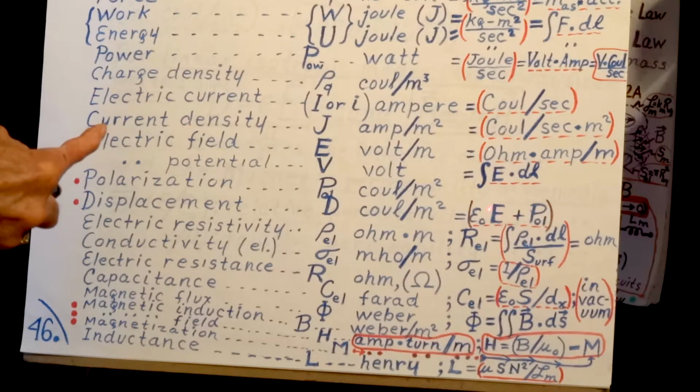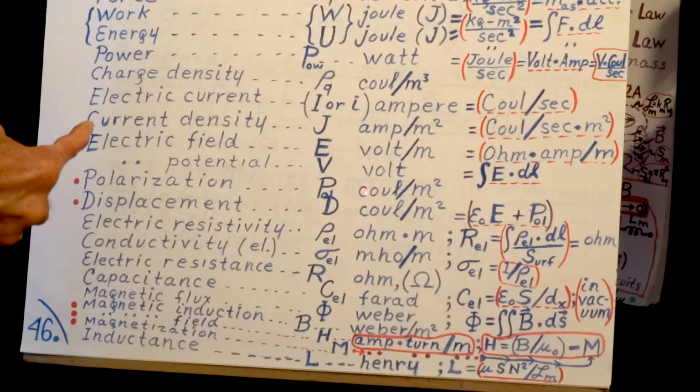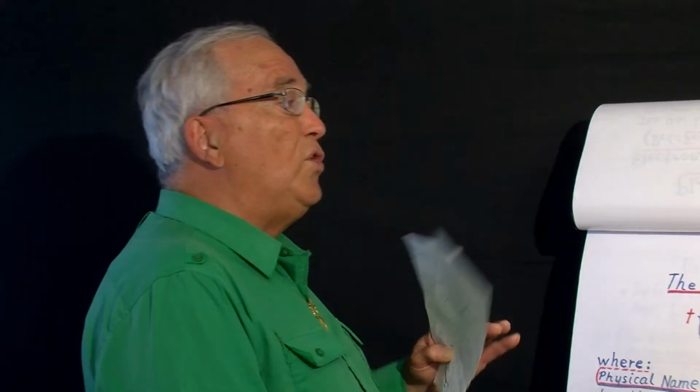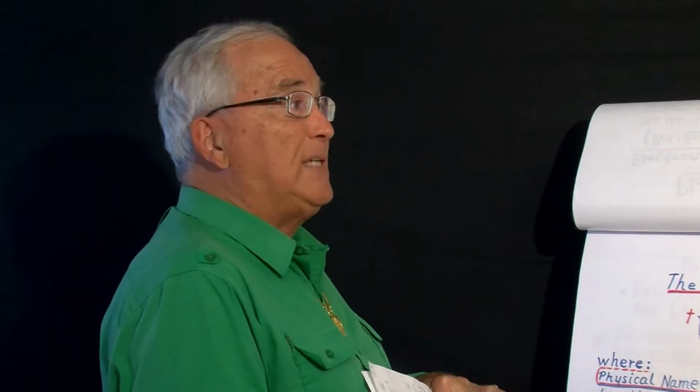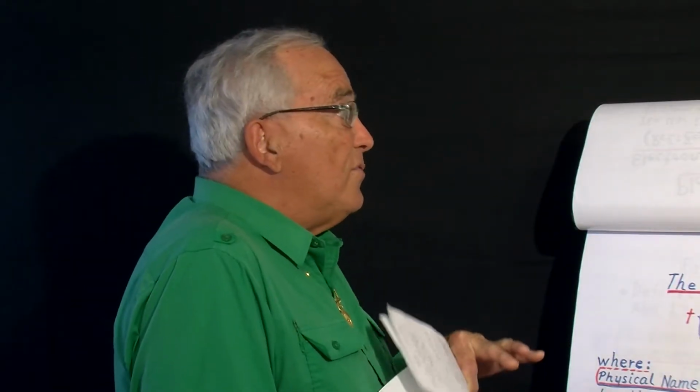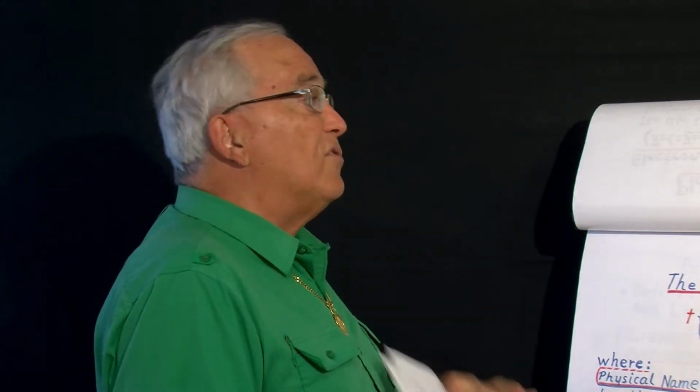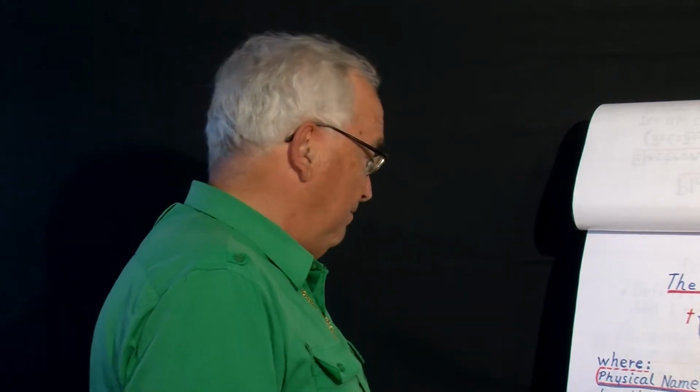E here is the electric field. Polarization is in Coulomb per square meter, like the number of Coulombs you would have in a parallel plate capacitor. The number of Coulombs is like the quantity of electric charge there, okay?